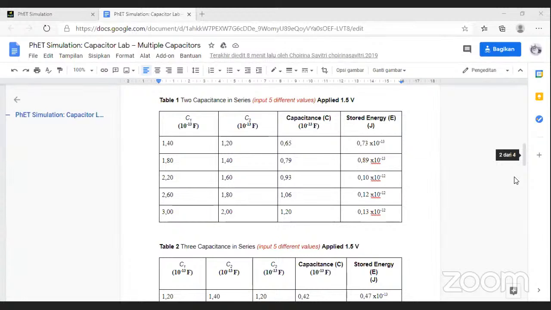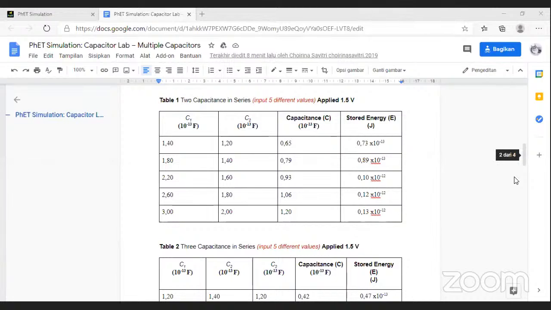Okay, sorry. Capacitance 1 is 2.60 times 10 to the power of minus 13 farad. Capacitance 2 is 1.80 times 10 to the power of minus 13. The total capacitance is 1.06 times 10 to the power of minus 13. Stored energy is 0.12 times 10 to the power of minus 12 joule.